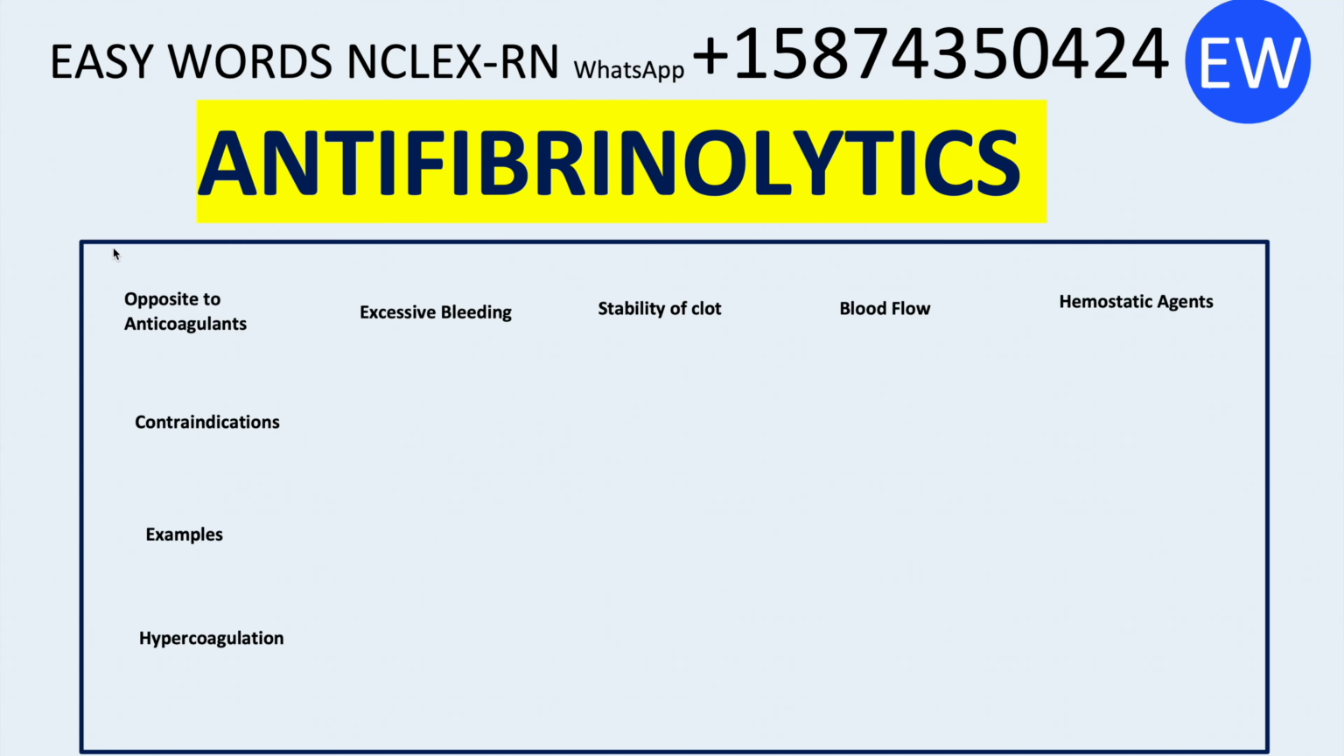Antifibrinolytics. Antifibrinolytics' action is opposite to anticoagulants because they prevent excessive bleeding post-surgery and increase the stability of the clot, decreasing the blood flow. That is why they're also called hemostatic agents.